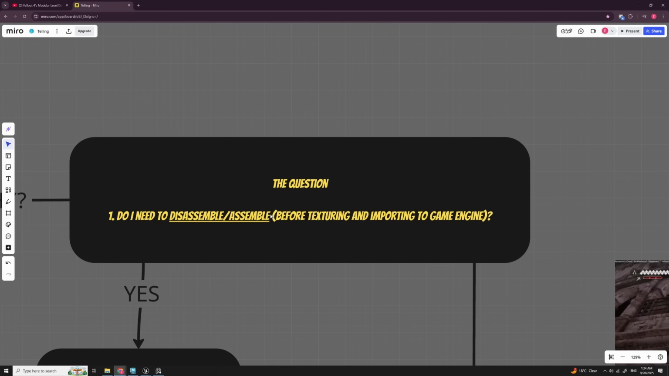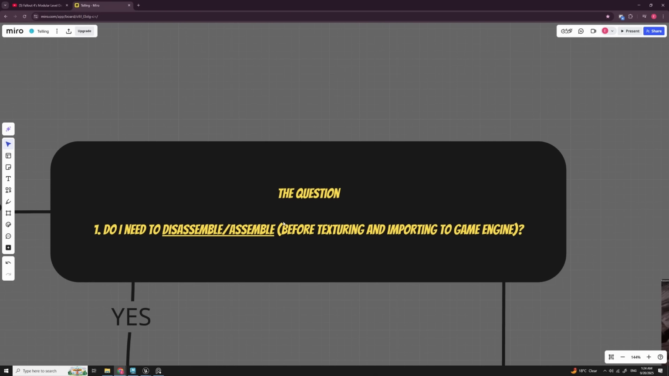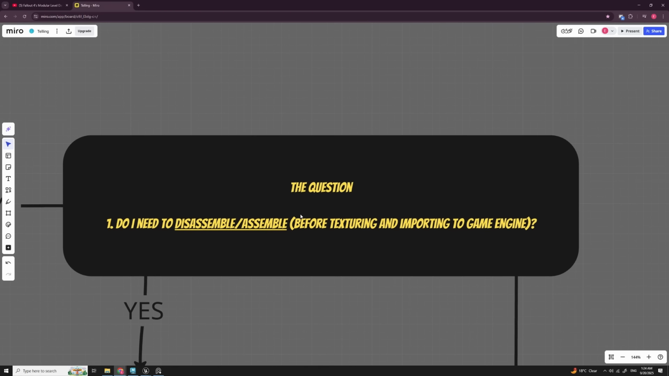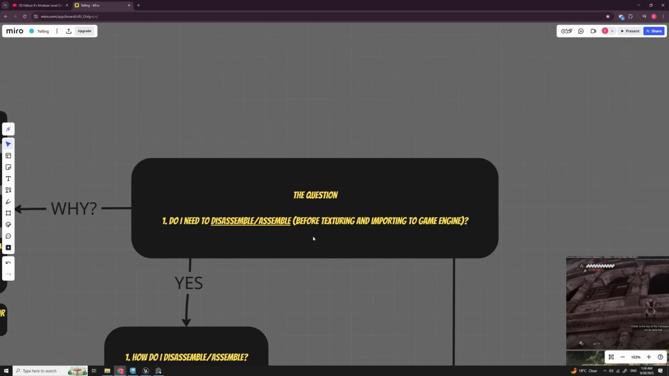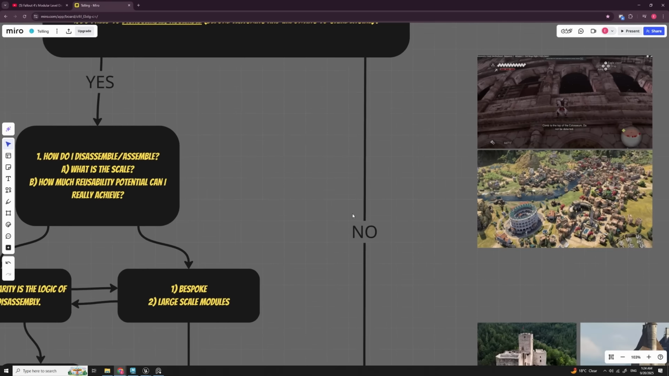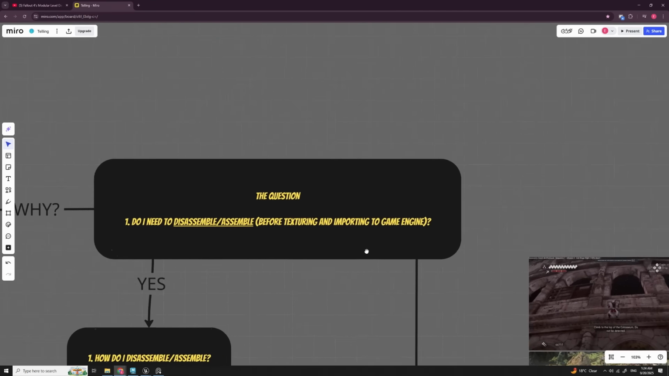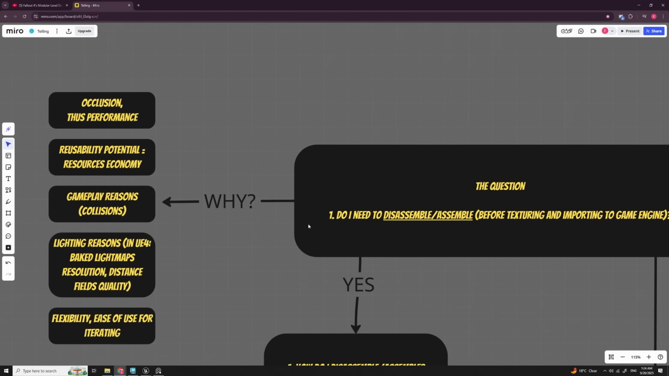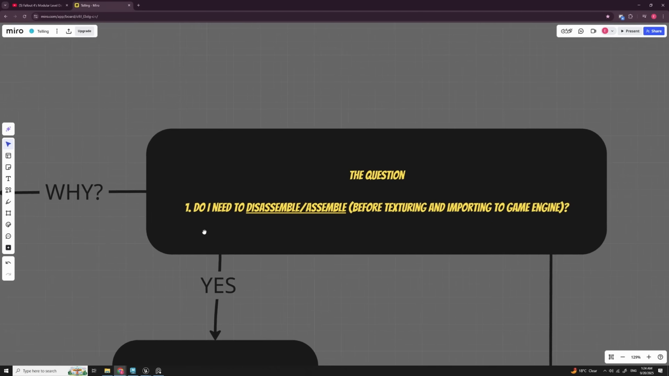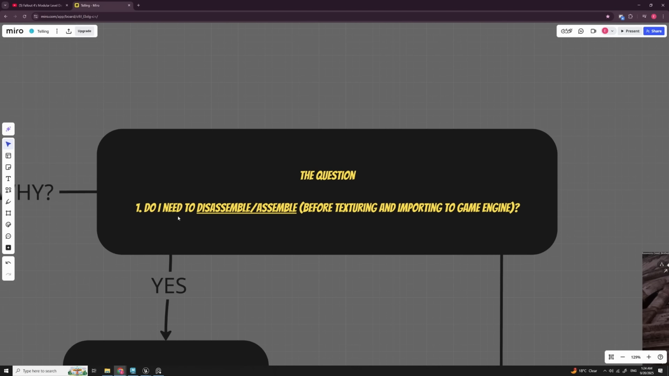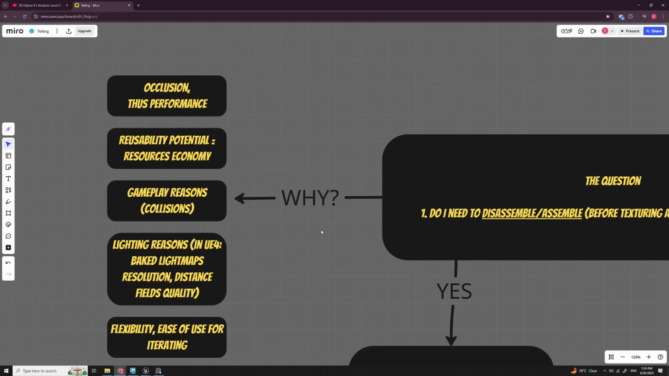So let's continue. Now our question is completely clear. I'll read it again. Do I need to disassemble, assemble before importing to the game engine? And of course we have two possible answers: yes and no. And in addition, we have my favorite follow-up question: why? Why should we do this? What are the benefits of disassembling the static mesh? As I said at the beginning of the video, why don't we just continue working with a single proxy mesh, bringing it to completion? Let's answer this clarifying question why before moving on.